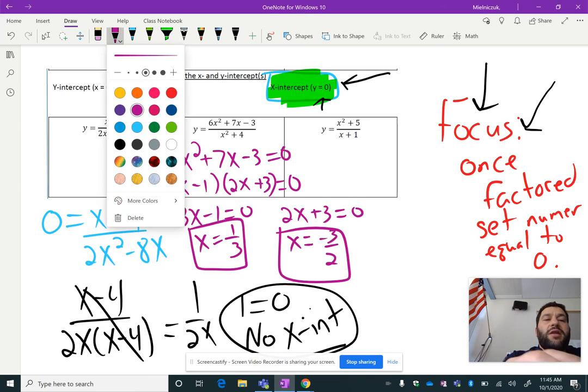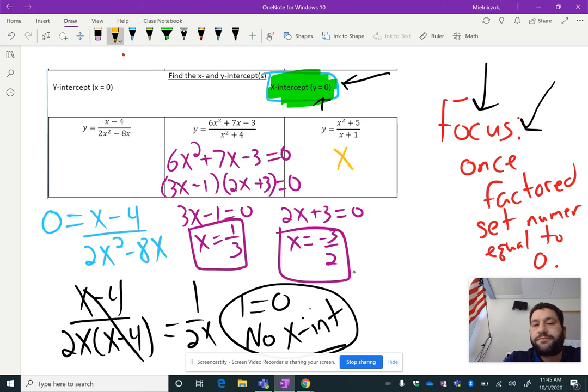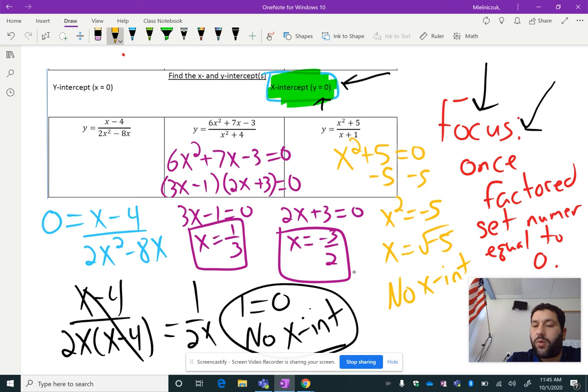All right. And let's focus on the last one. In the last one, there's nothing that can factor. So we want to know, when does x squared plus 5 equal 0? We subtract 5 to get x squared equals negative 5. So that would mean that x would have to equal the square root of a negative number, which we know we can't do. So just like the first example, there is no x-intercept for this problem.